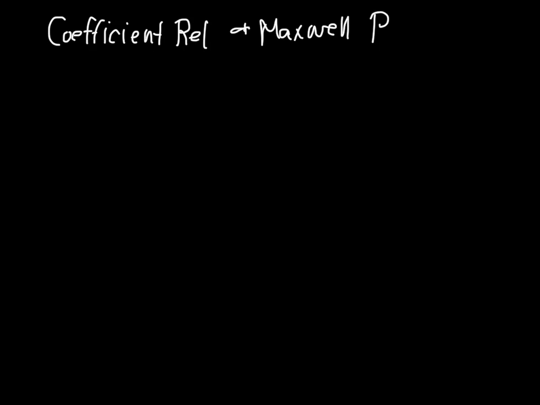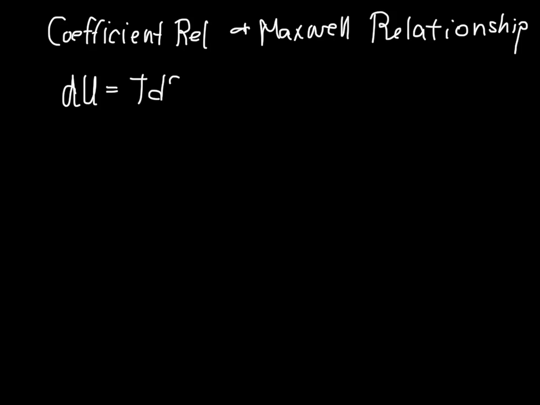Let's consider an example where we try to find the coefficient relationships and the Maxwell relationships for an actual thermodynamic function. And let's use the combined first and second laws, which is dU = TdS - PdV + μdN.